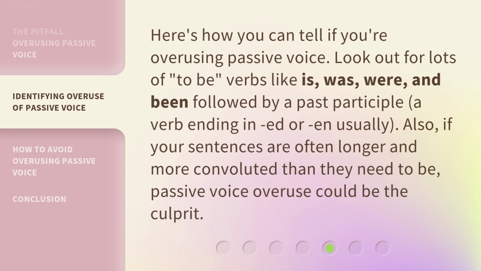Here's how you can tell if you're overusing passive voice. Look out for lots of "to be" verbs like is, was, were, and been followed by a past participle, a verb ending in "ed" or "n" usually. Also, if your sentences are often longer and more convoluted than they need to be, passive voice overuse could be the culprit.